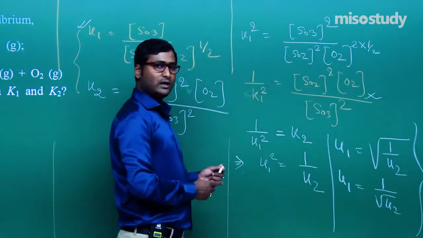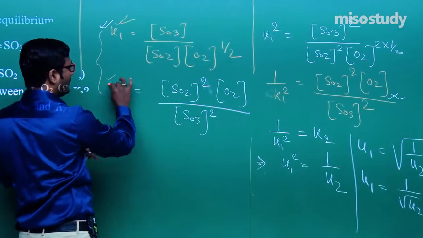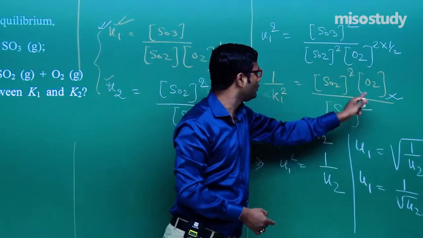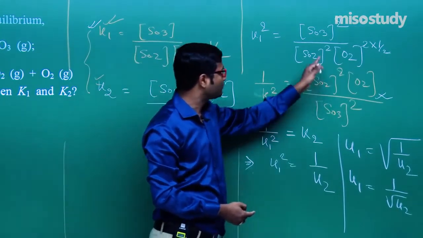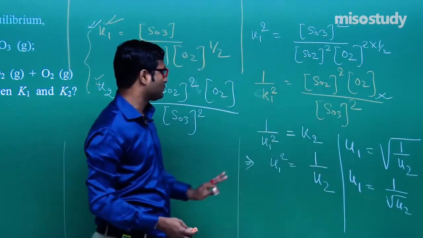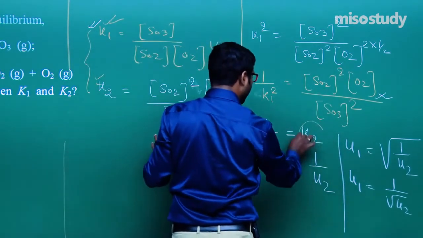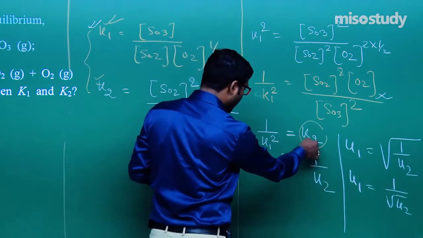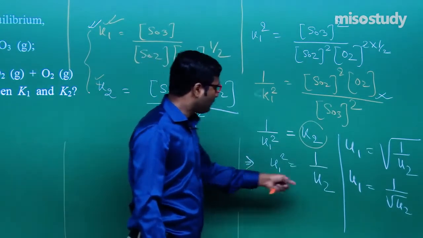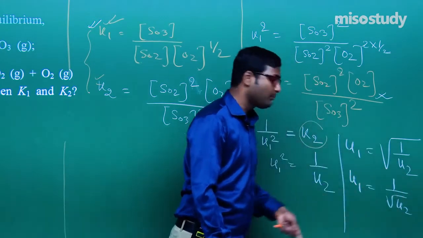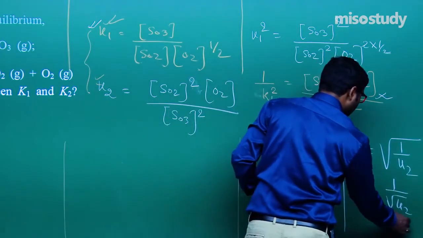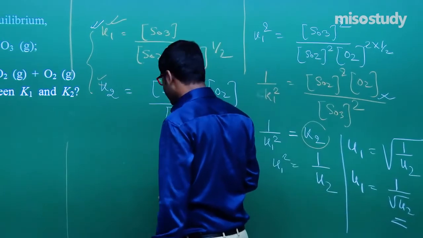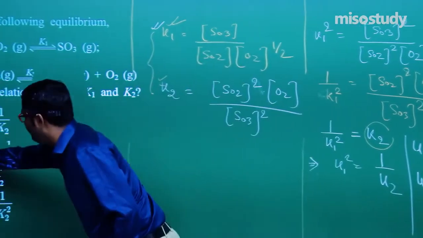Check the expression, what I have done. First of all K1 and K2. Now if I square this one, then SO3 square upon SO2 square and O2. Now if I reciprocal them, then what will happen? SO2 square O2 upon SO3 square. Now if I compare, this is equal to K2. Now this K2 will come here. Then 1 upon K2 is equal to K1 square, root under, that is K1 is equal to root under 1 upon K2, or K1 is equal to 1 upon root under K2. So what is the expression here? The expression here is B option.